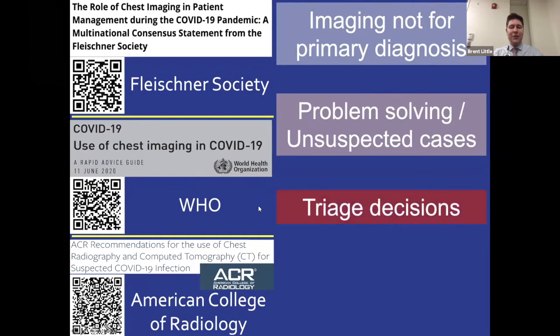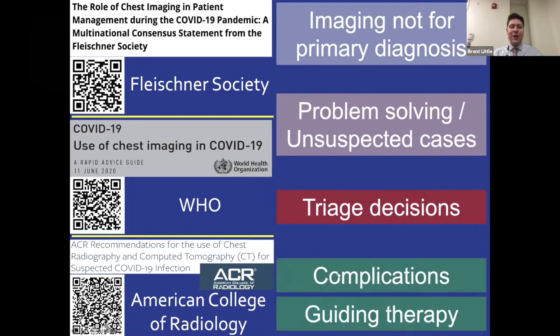Imaging is also used to make triage decisions about who might need admission to the ICU or to the hospital, to assess for complications like pulmonary emboli, other infections and barotrauma, and also to guide therapy. Are patients getting better or worse via imaging?